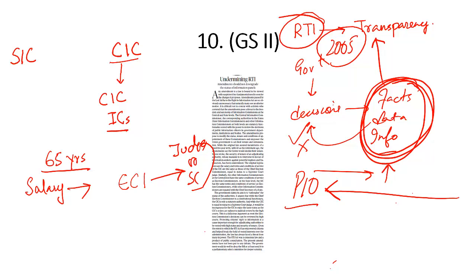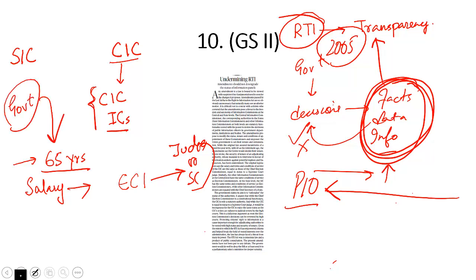Now what the government is trying to do is bring in a law so that the tenure of the Central Information Commissioner or Chief Information Commissioner and the Information Commissioners will be determined by the government. That means there will be no security of tenure. The tenure shall be determined by the government, and the salary, allowances and emoluments will also be determined by the government.